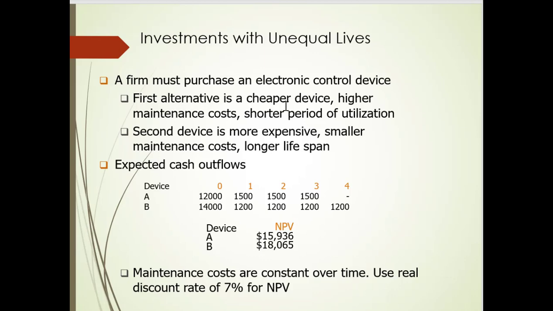One is a cheaper device, has higher maintenance, shorter period of utilization. But the second device, again, more expensive, similar maintenance costs, but it's going to last longer. So if you look at the net present values of the two projects, A and B, B looks like the better project because it has a higher net present value than what A does. However, what this $1,200 here is concerning me because it's part of the addition. It's part of this calculation.